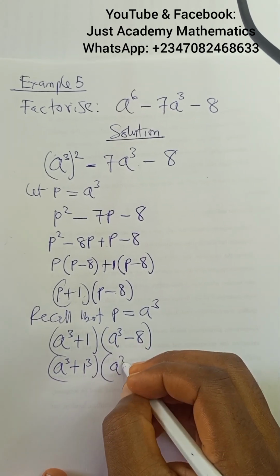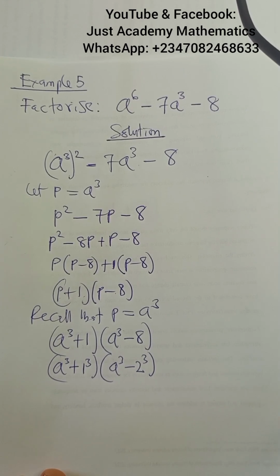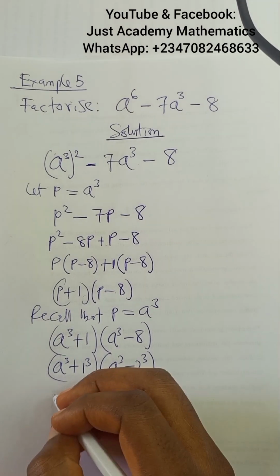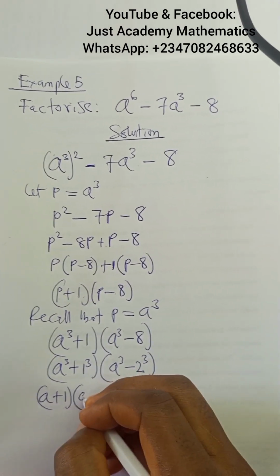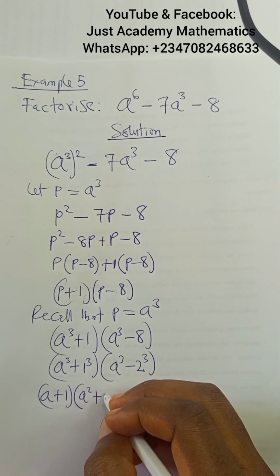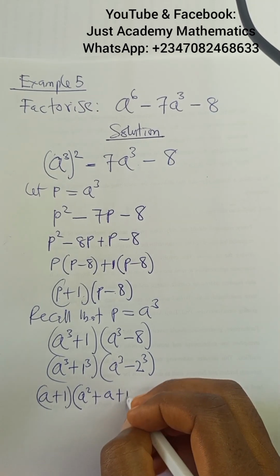Then a raised to the power of 3 minus 2 raised to the power of 3. That will give you 8 now. 2 raised to the power of 3 is 8. So you apply the identity of this. The identity of this one means a plus 1 times a square plus a times 1, that is a, then plus 1 square.